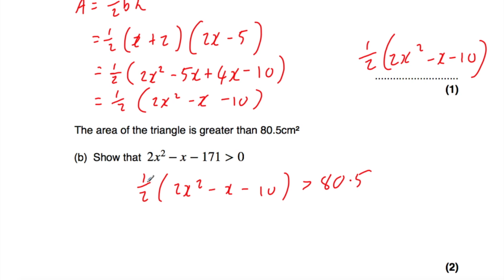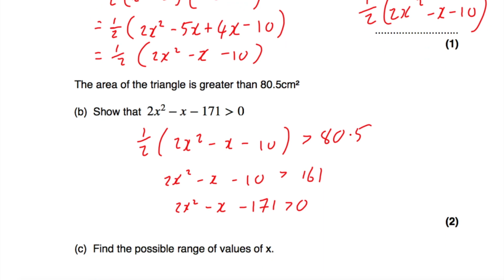So now what I'm going to do is multiply both sides of this inequality by 2. So if I multiply the left-hand side by 2, I get rid of the half. So that's going to leave us with 2x squared minus x minus 10. And if I multiply the right-hand side of the inequality by 2, if I double this, I get 161. Okay, now if we have a look at what we're trying to get and what we've got, if we just take away 161 from both sides, we're going to get 2x squared minus x minus 171 is bigger than 0. And that's it. We've shown that.